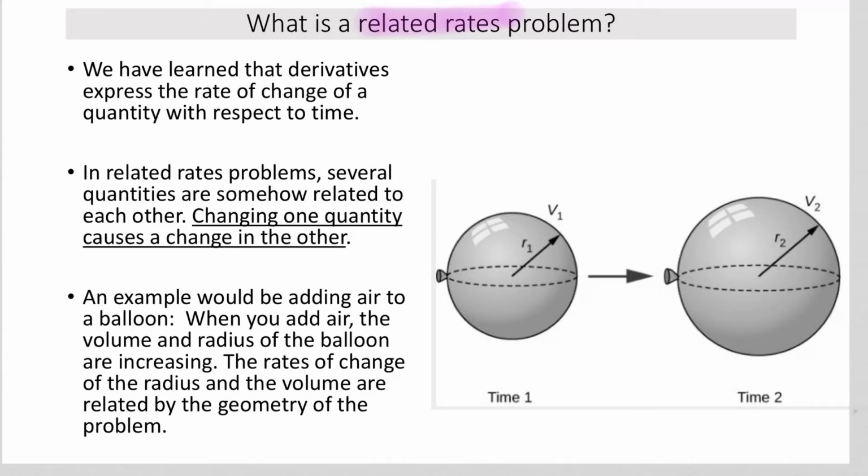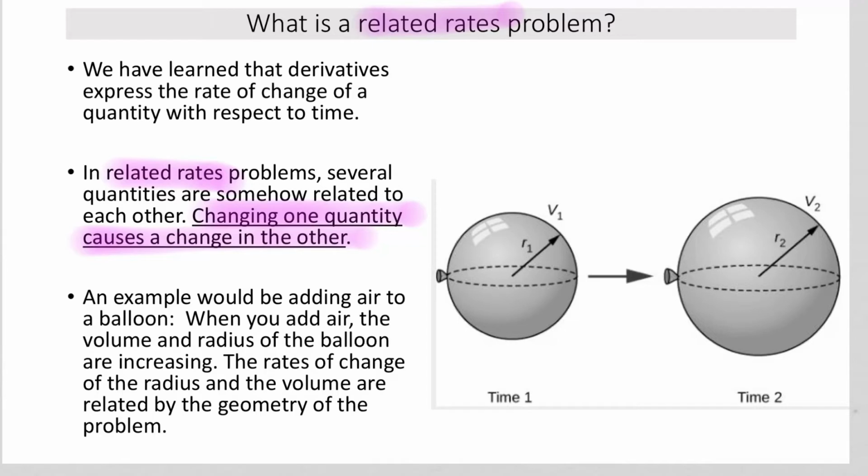We already know that derivatives express the rate of change of a quantity with respect to time. In related rates problems, several quantities are somehow related to one another. When you change one of these quantities, it causes a change in the other. A good example will be a spherical balloon. When you add air to the balloon, both the volume and the radius of the balloon are increasing.